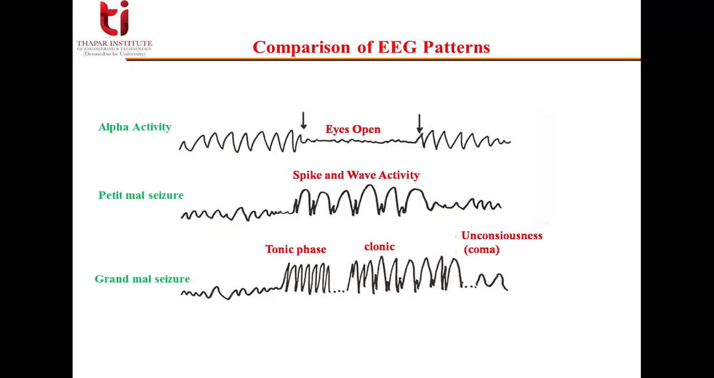Now let's compare all three: normal EEG, mainly alpha activity, petit mal seizure and grand mal seizure. You can see in alpha activity when we open the eyes, those are getting blocked. In petit mal seizure it shows spike and wave activity, and in grand mal seizure it shows tonic and clonic type of variation.